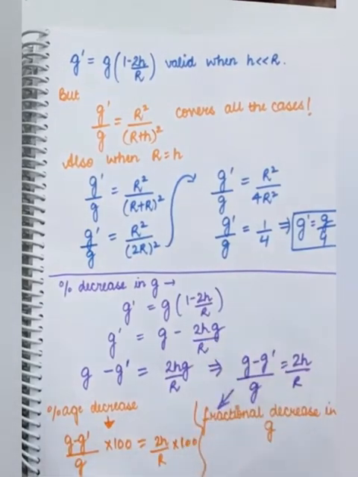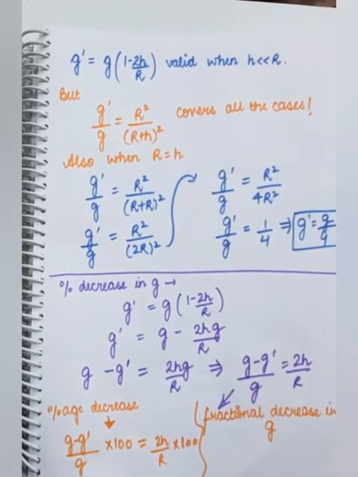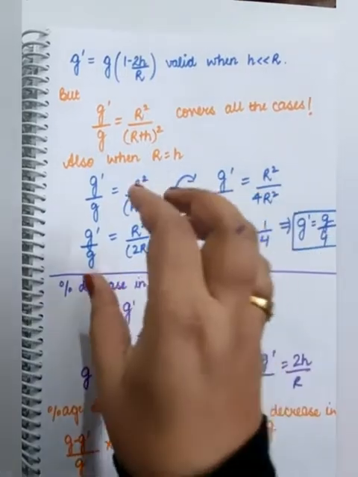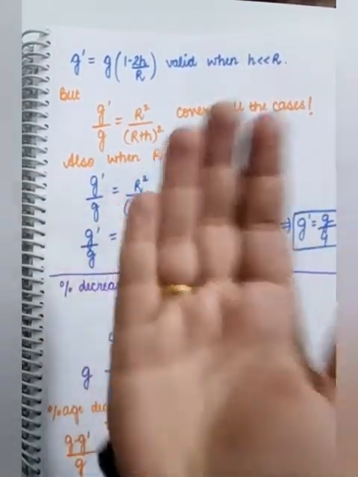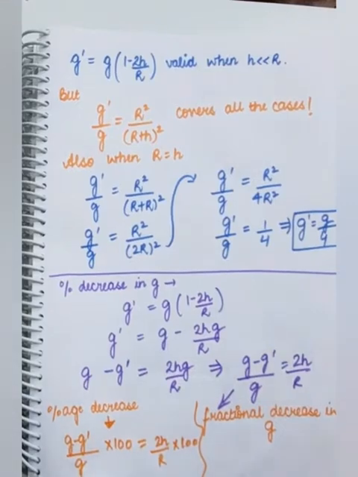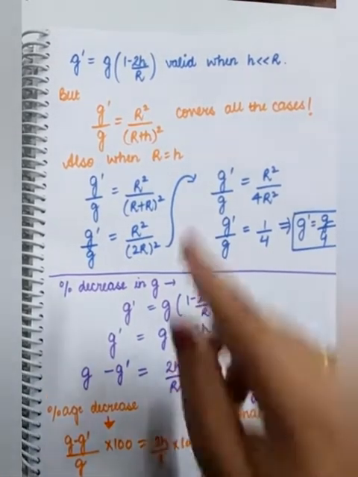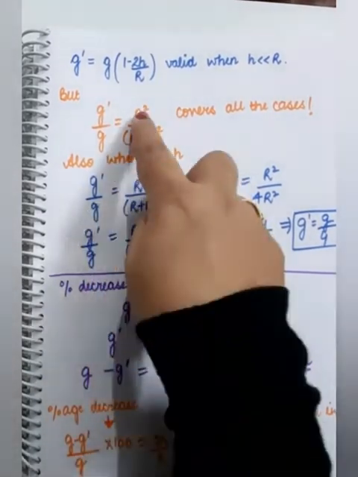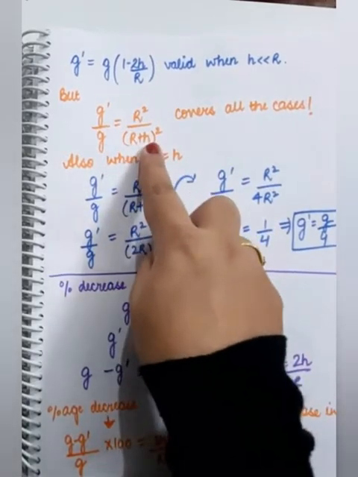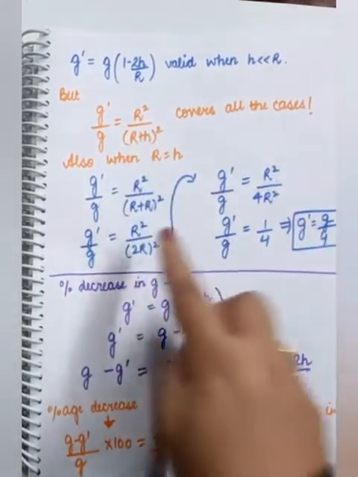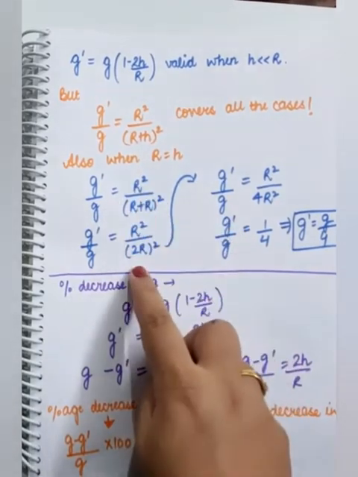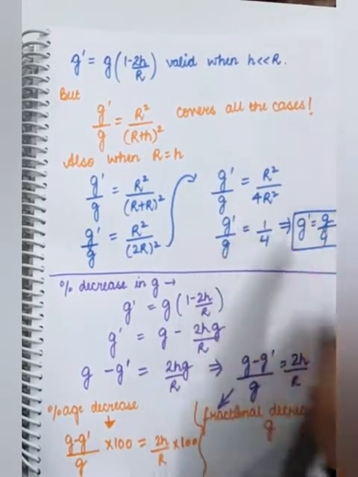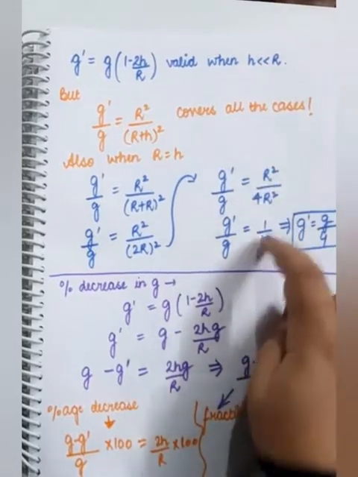Also, when the height to which the object is raised becomes equal to the radius of the earth, like I have raised the object up to 6400 kilometers above the surface of the earth, then in place of height you can take r, and this will become g dash upon g equals r square upon (r plus r) square. You can put r in place of h, and this becomes r square upon 2r square, which is r square upon 4r square. So g dash upon g, r square cancels, 1 by 4.